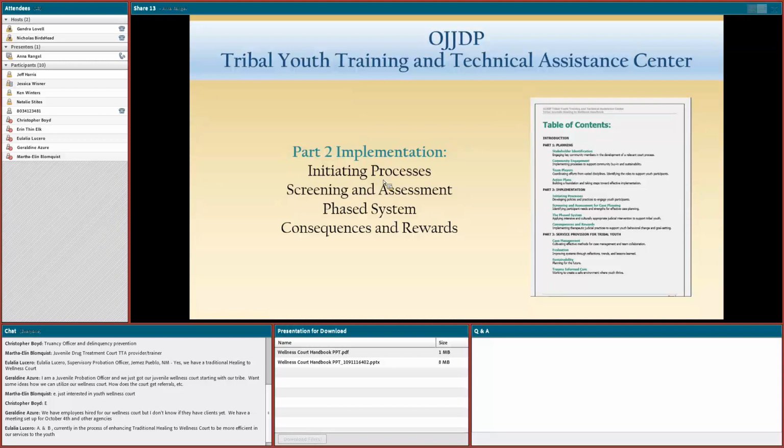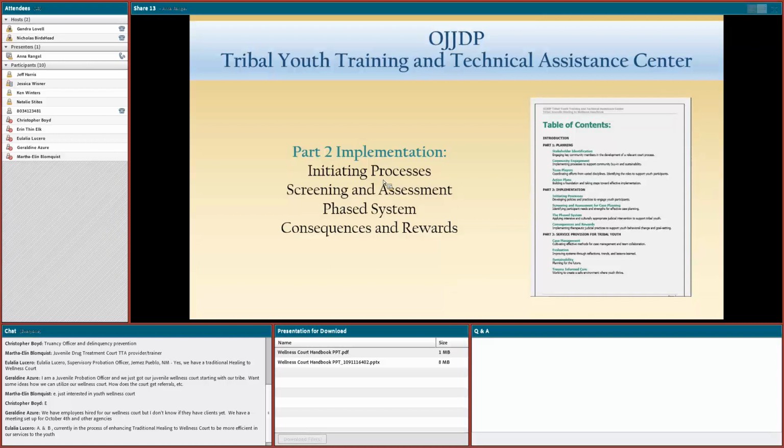in changing their behavior. And there's a lot of information and resources from the juvenile drug court treatment setting that talks about the use of consequences and rewards. And because we've seen that be a successful method in juvenile drug treatment courts, we wanted to include that within the juvenile wellness court setting as well.